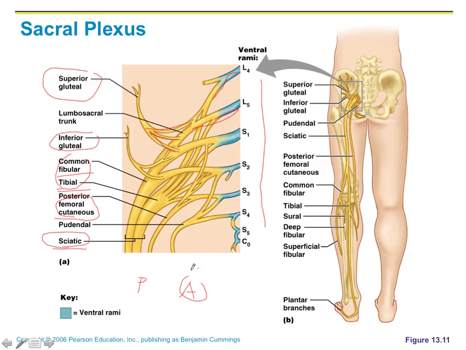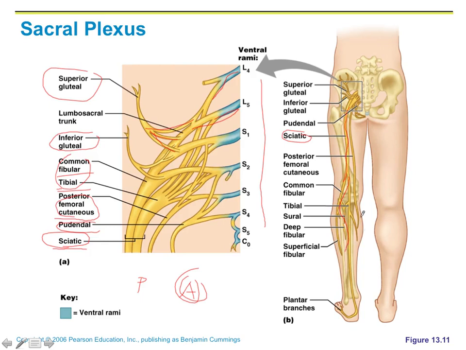Also on the anterior side, we can see the branches from S2, S3, and S4. They send branches to unite together to form the pudendal nerve. Here we can see the sciatic nerve. The sciatic nerve is the longest nerve, and it can divide into the common fibular and the tibial.